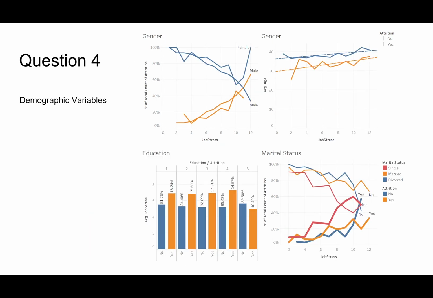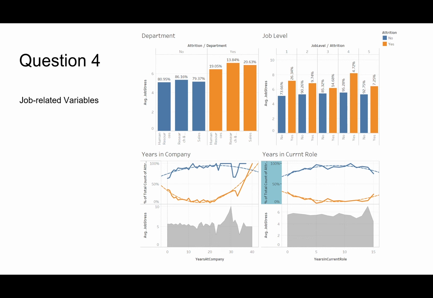The second dashboard indicates what role demographic variables play in the relationship between attrition and the variables. We chose gender, age, educational level, and marital status as demographic variables. For example, the attrition rate of younger employees is higher than older. And the third dashboard is about how other job-related variables influence the relationship between attrition and job stress. For example, excluding the retiring situation, the longer an employee stays in the current role, the higher the possibility he chooses to leave.